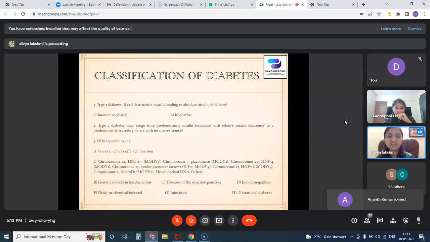And the last one is gestational diabetes. Gestational diabetes is a diabetes which occurs only in pregnancy. After the delivery of the baby, the individual will have normal sugar. So that is gestational diabetes, the diabetes which occurs in pregnancy.